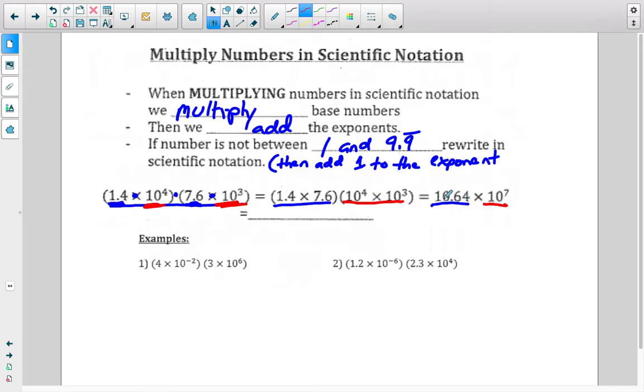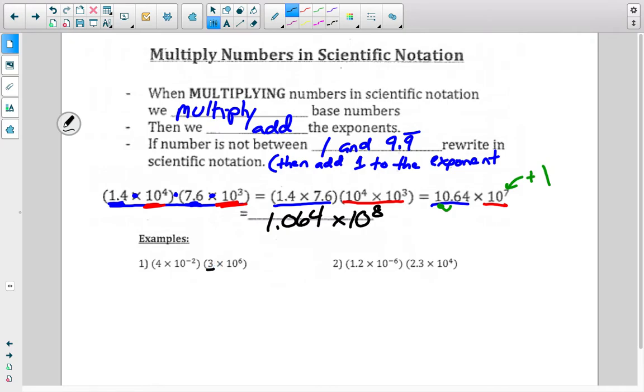However, this number out in front is supposed to be greater than or equal to 1 and less than 10. Well, it's a little more than 10. We're just supposed to have one number to the left of the decimal point. So I need to move it to the left 1. Now when I'm doing that, I'm saying, oh, this number is actually bigger than we wanted it to be. So that means I need to add 1 to that exponent. So the answer is going to be 1.064 times 10 to the 8th power.